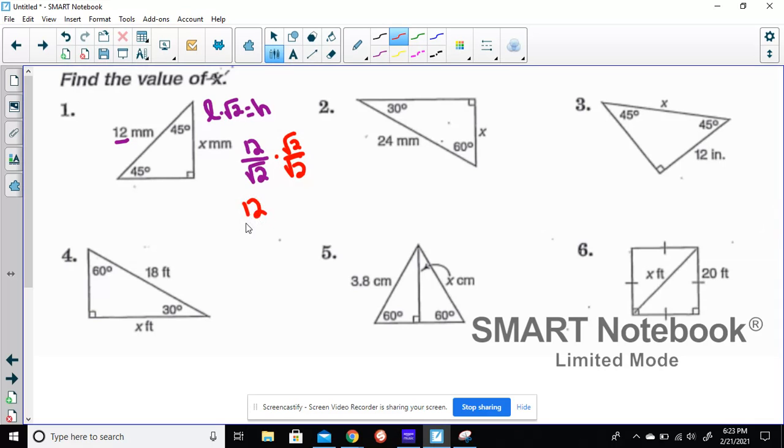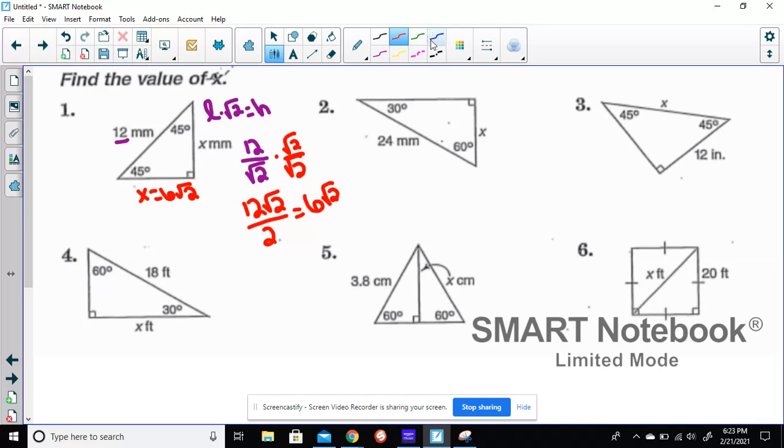So we got to multiply the top and bottom by the square root of 2. So on top, that gives me 12 square roots of 2 over, and square root of 2 times square root of 2 is 2. And 12 divided by 2 is 6. So x is 6 square roots of 2. And if you wanted to check it, you could multiply that by the square root of 2 and you would get 12.